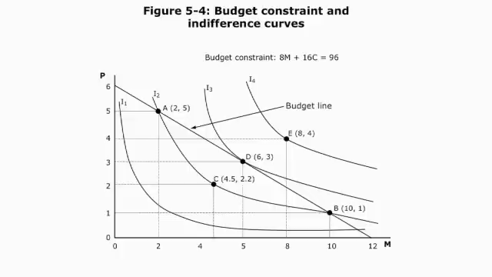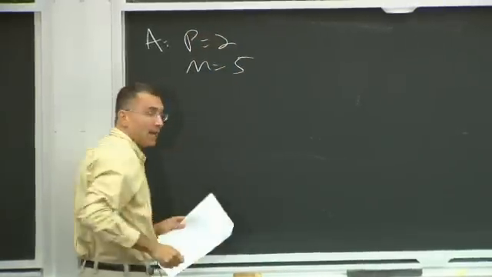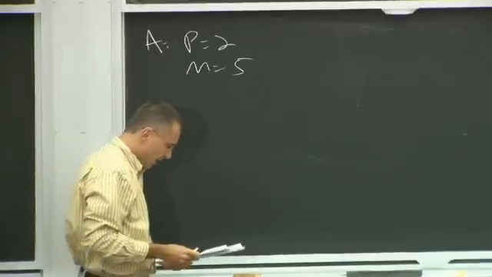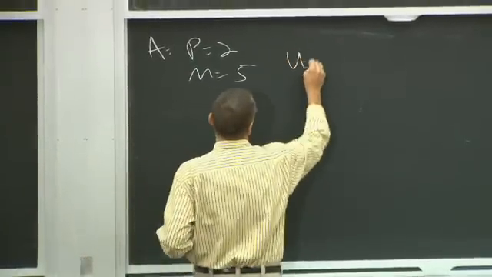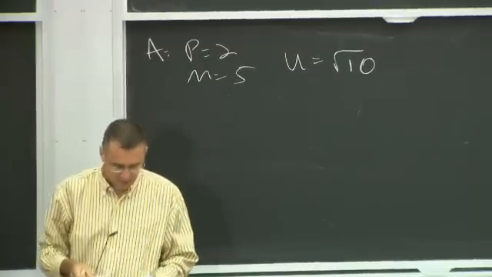Okay? Let's take point A. At point A, you have 2 pizzas and 5 movies. So pizza equals 2, movies equals 5 at point A. Okay? So your utility is equal to square root of 10 at point A.